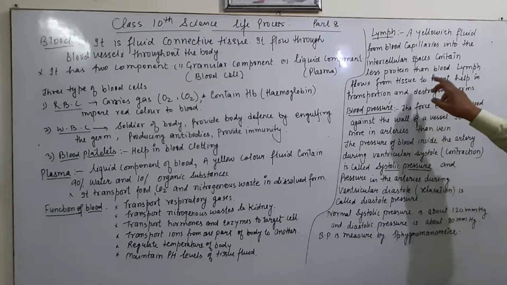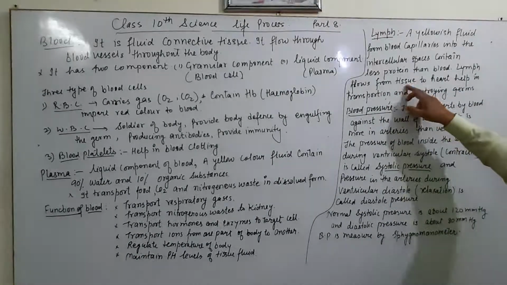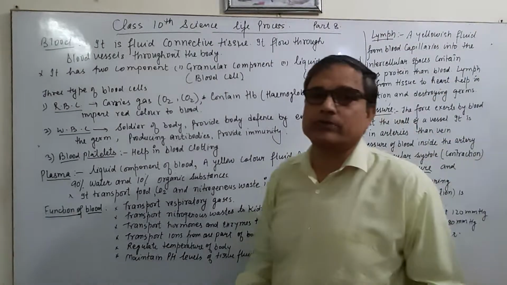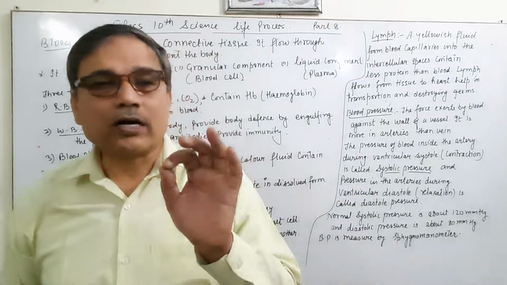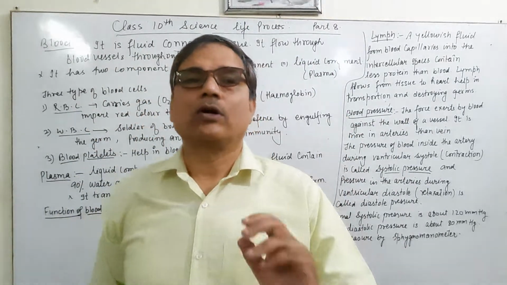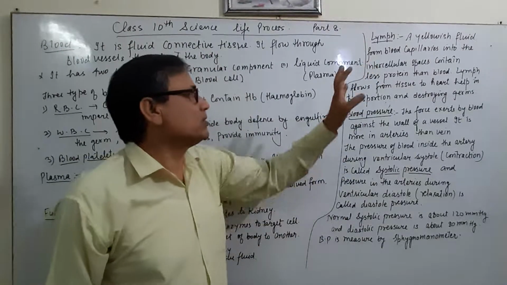Lymph flows from the tissue to the heart, and helps in transportation and in destroying germs. This is the function of lymph.